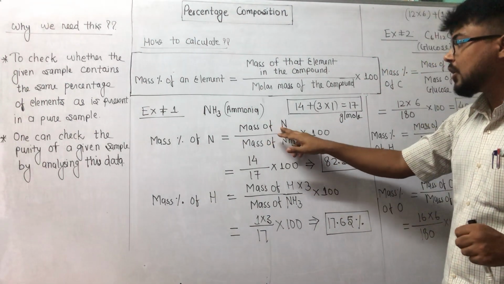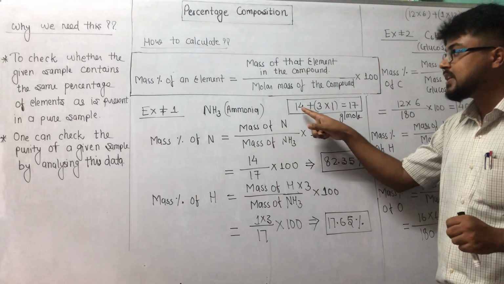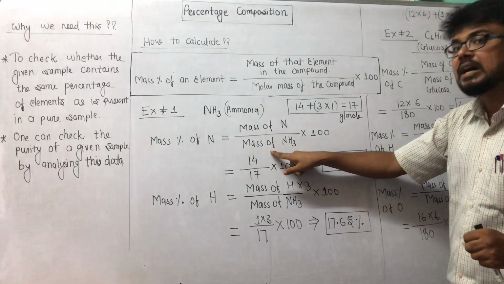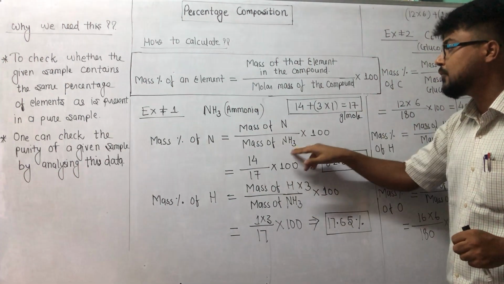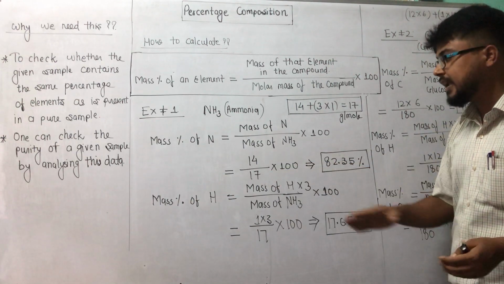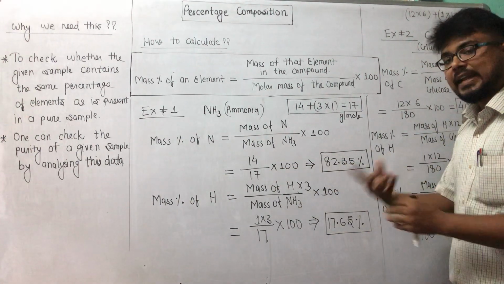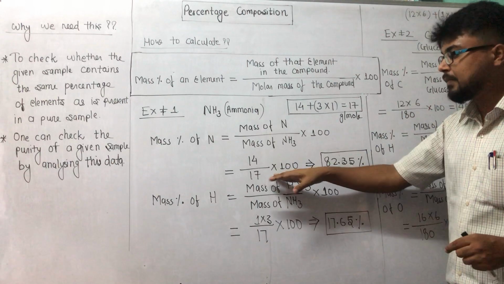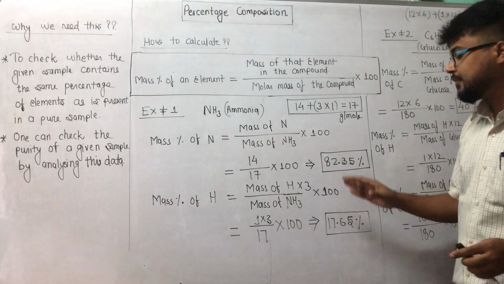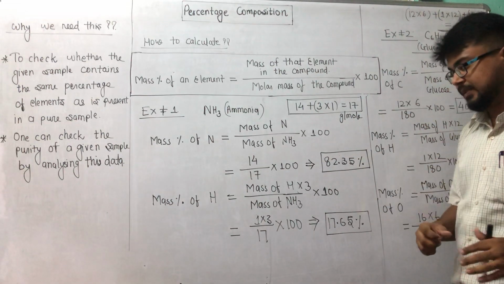Correct? So the mass of nitrogen in ammonia is how much? It is 14, and the complete molar mass or gram molecular mass of ammonia is how much? It is 17. So 14 divided by 17 will be 0.82 something, and when I multiply by 100 I will get the value of the mass percent of nitrogen. It will be around 82.35%.